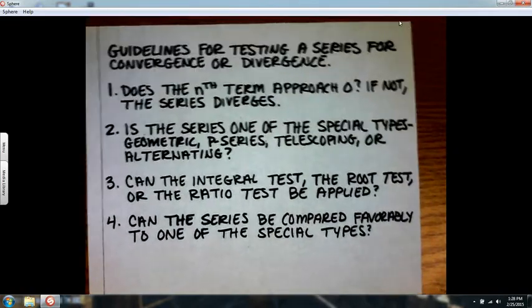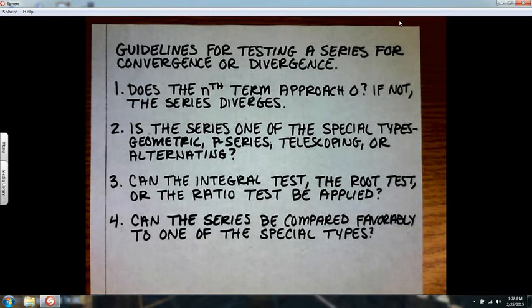So a couple of guidelines now that we've gone through the different tests for convergence and divergence. Remember, the only test that actually tests for divergence is the nth term test. The nth term test does not tell us anything about convergence, but it can tell us if a series diverges. So the first thing you could do is determine whether the nth term approaches 0. If not, the series diverges and we're done. That's probably the easiest thing we can do.